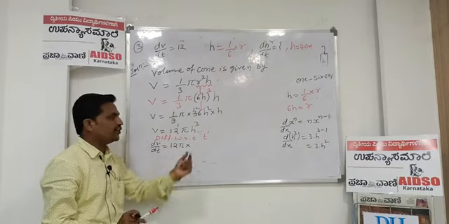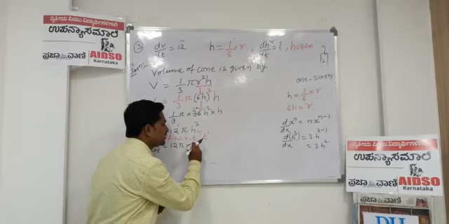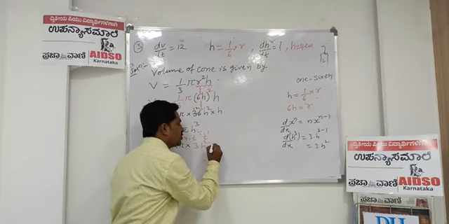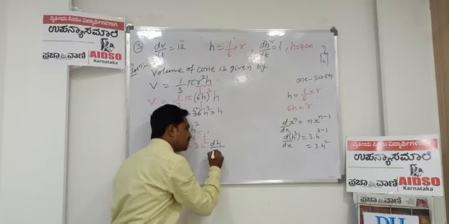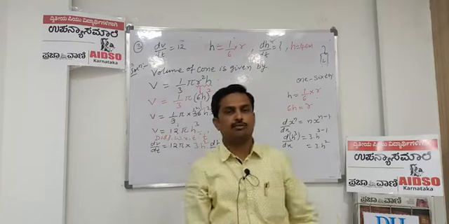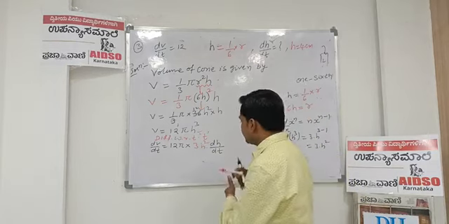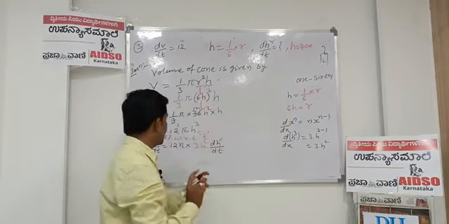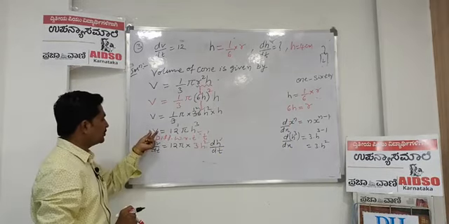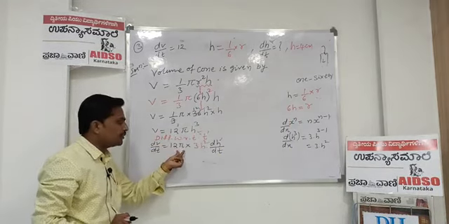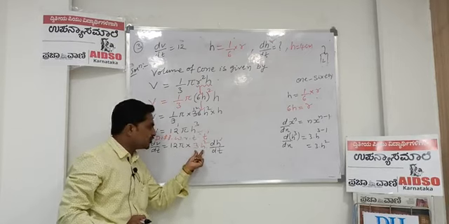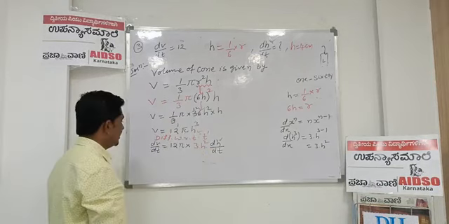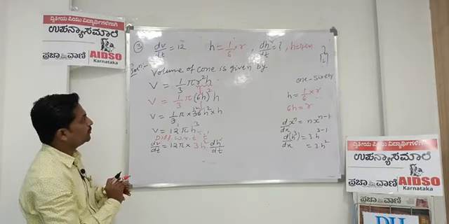Similarly, the derivative of h cube is 3h square, into h, which is differentiated with respect to t, so it is nothing but dh by dt, and this is the task that we need to find. So once again I am explaining this: differentiating with respect to t, dV by dt equals 12 pi into the derivative of h cube, which is 3h square, into the derivative of h, which is dh by dt. Now what is the value of dV by dt given?